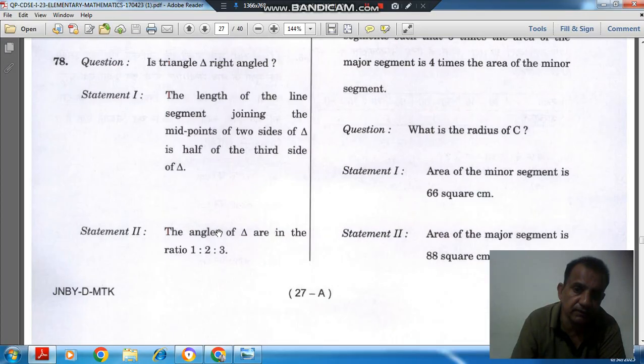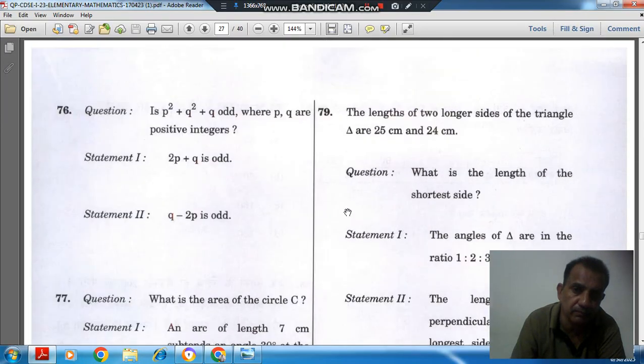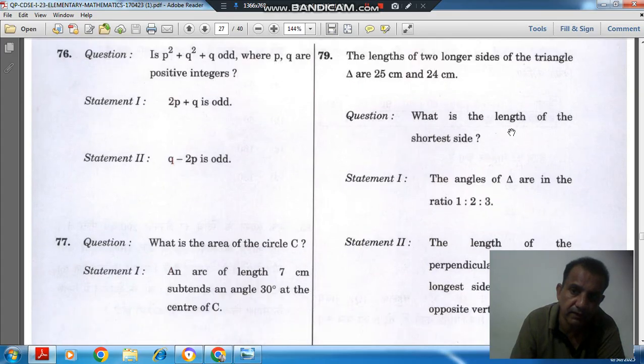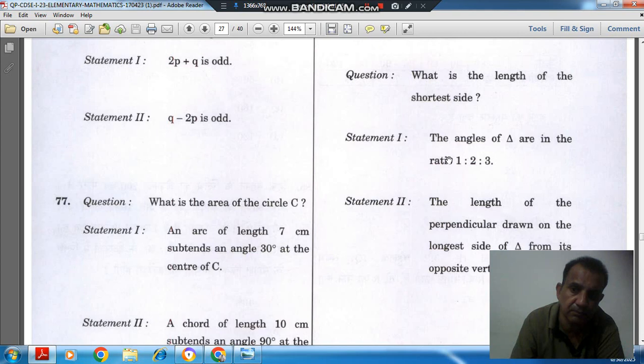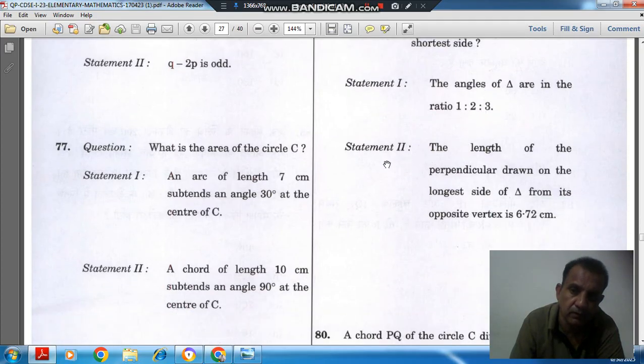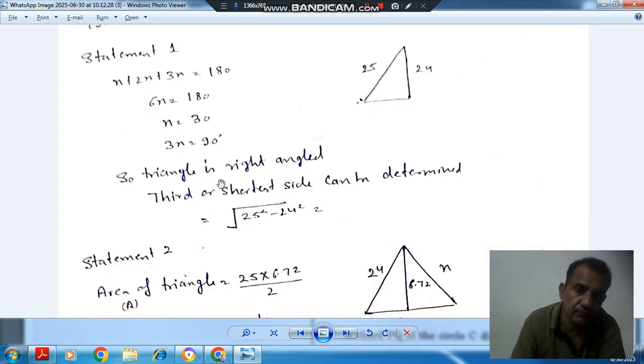So question number 79 is: the lengths of two longer sides of the triangle are 25 centimeters and 24 centimeters. Question: what is the length of the shortest side? Statement 1: the angles of the triangle are in the ratio 1:2:3. Statement 2: the length of the perpendicular drawn on the longest side of the triangle from its opposite vertex is 6.72 centimeters.